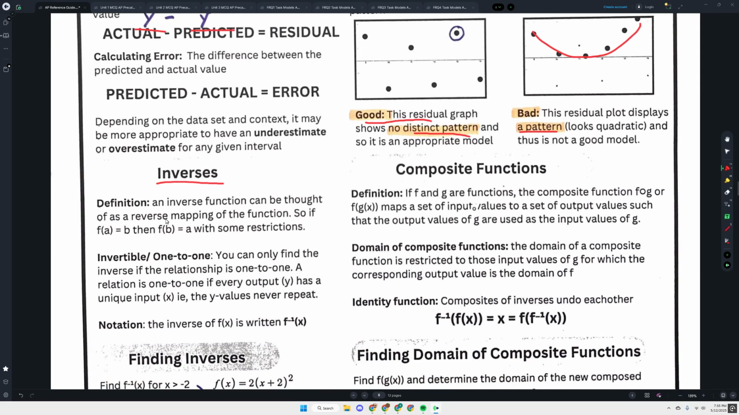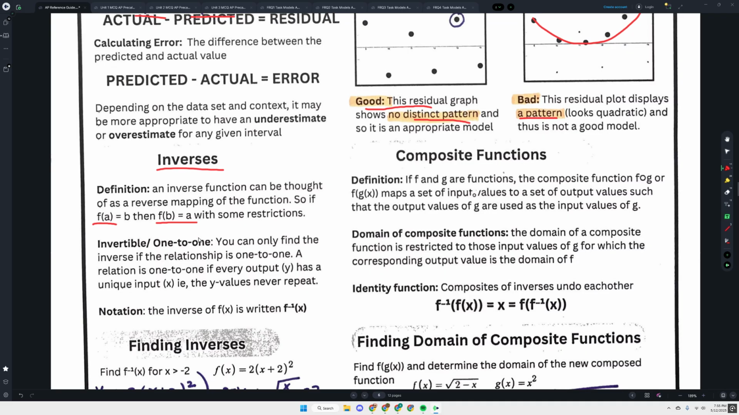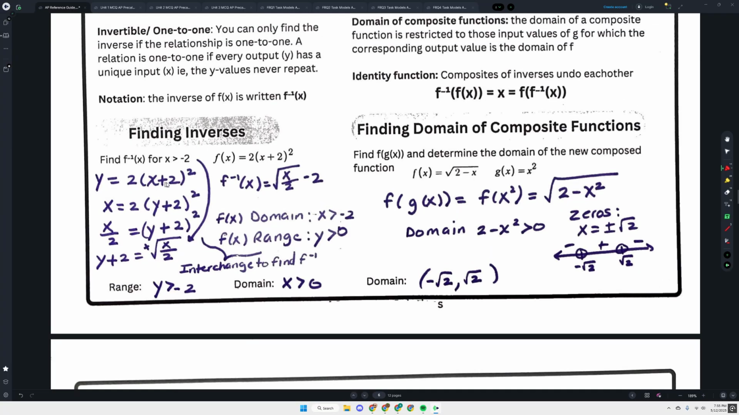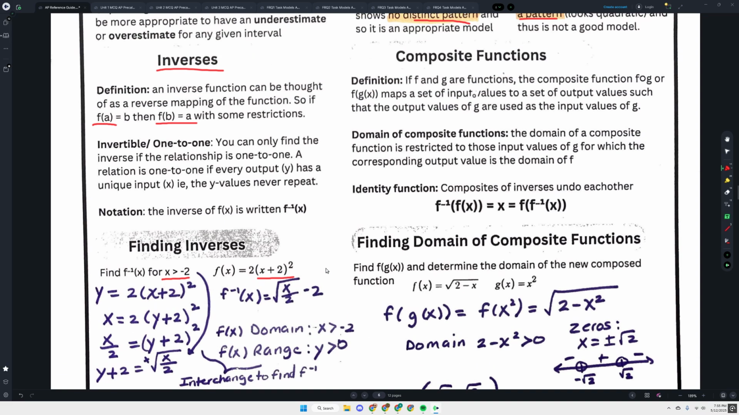Inverses are f of a equals b and f of b equals a, with some restrictions. The domain and range are usually flipped. So for this example, you just flip the domain. Your x domain became your y domain, and then you change it to make sure it's a function that works.